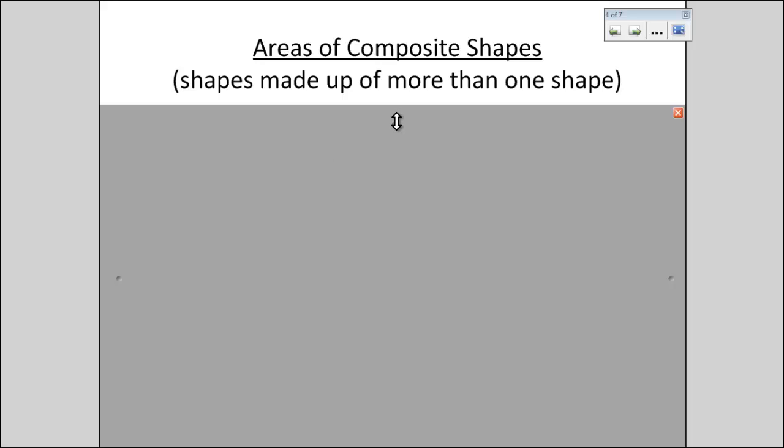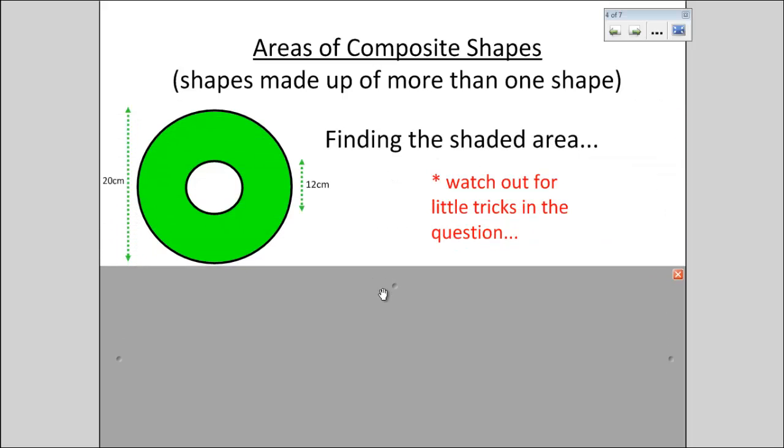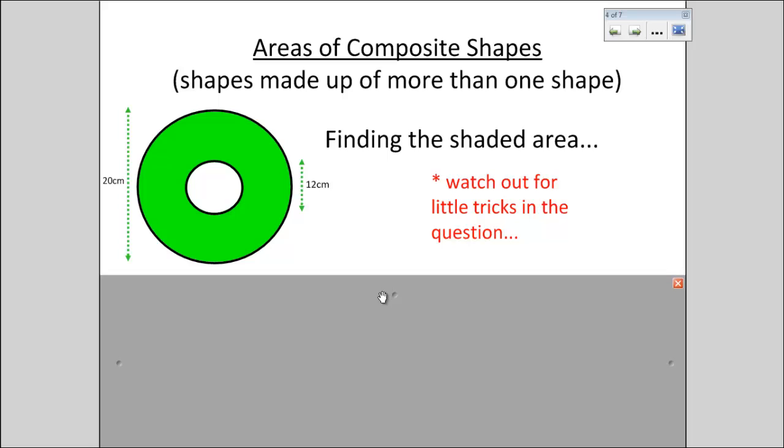Alright, areas of composite shapes. This is really what I wanted to just do a few examples of. When we're talking about composite shapes, they're shapes that are made up of more than one shape. It's not necessarily always just, say, two rectangles that are next to each other and you have to add them up. For example, you might have to find the shaded area of something like this, and it's had a piece cut out of it.